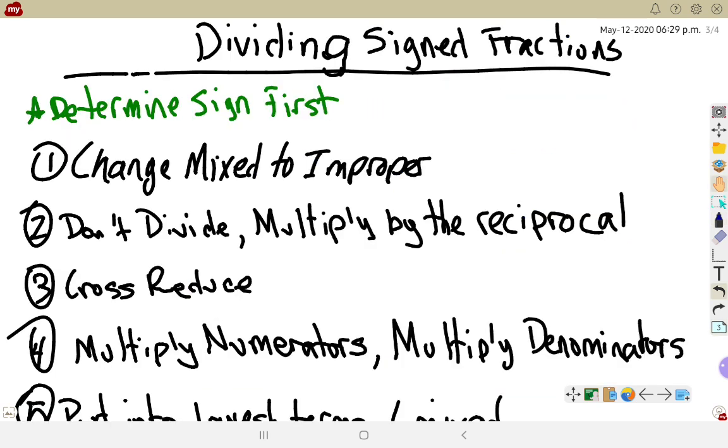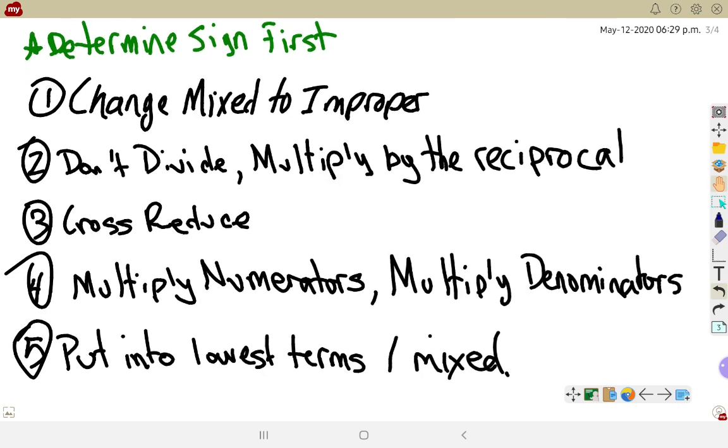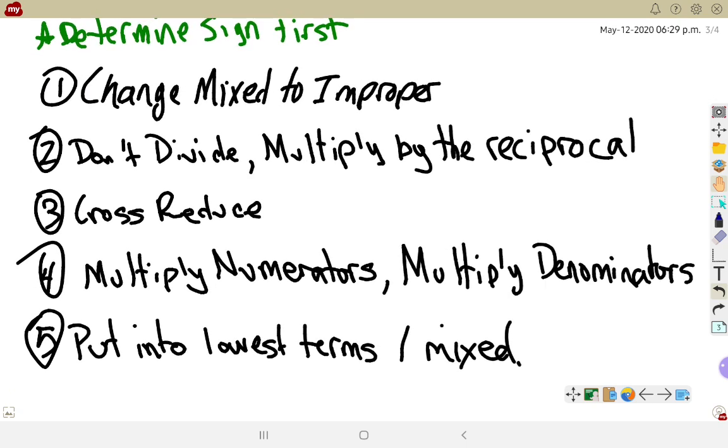So you might remember dividing, we still start off doing the same thing. I'm going to pick out what my sign is going to be. I'm going to change mixed to improper. But remember, we didn't actually do any dividing. We said don't divide. We want to multiply by the reciprocal instead. So the reciprocal, remember, that is where the numerator and the denominator switch spots. It's basically like your fraction does a handstand and they switch places.